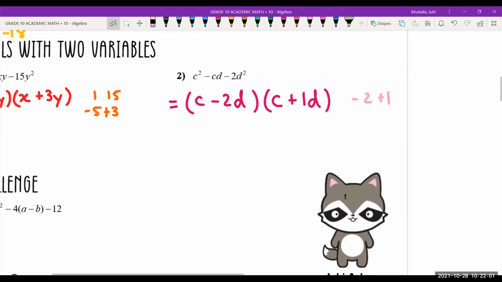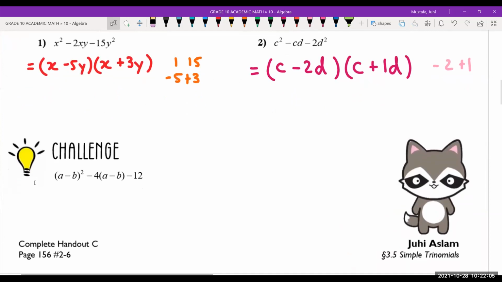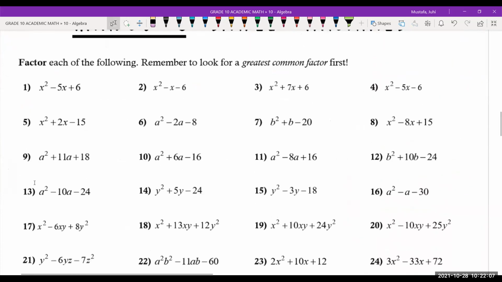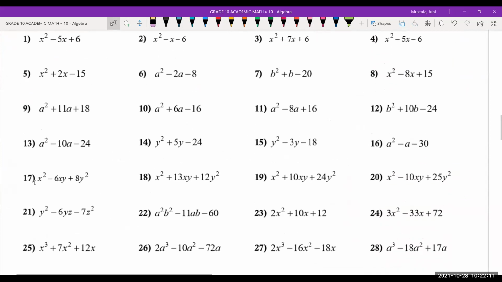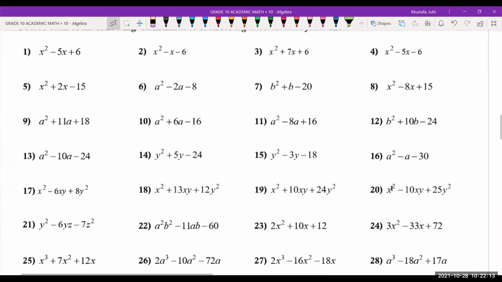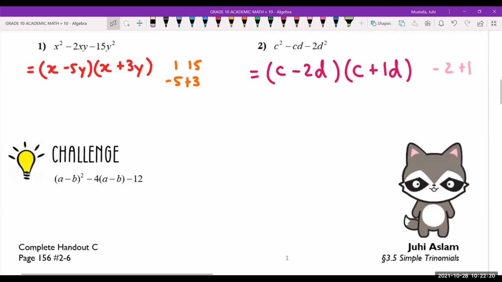When we come back from our break, I do want to do a challenge question because you will see this on your sheet. And then, like I said, we're going to be working on handout C. We're going to have quite a bit of time, like 50 minutes. And I'm hoping that as a class, we can get to at least question number 20 before you leave for home today. So let's take a break. I'm just going to pause the recording.